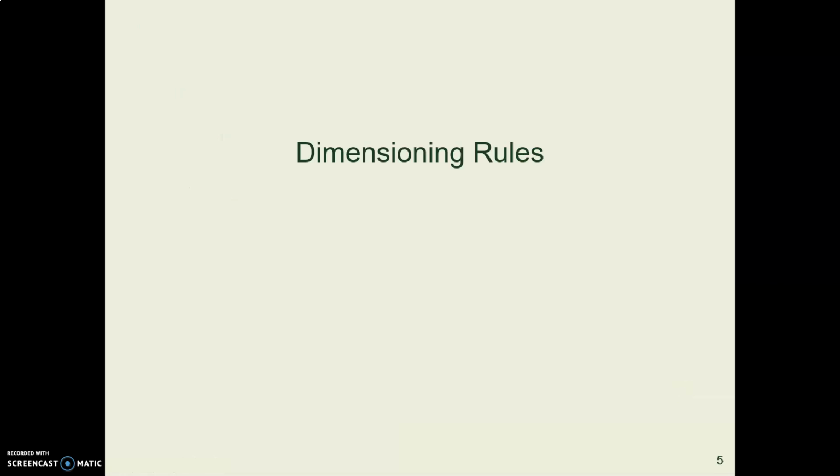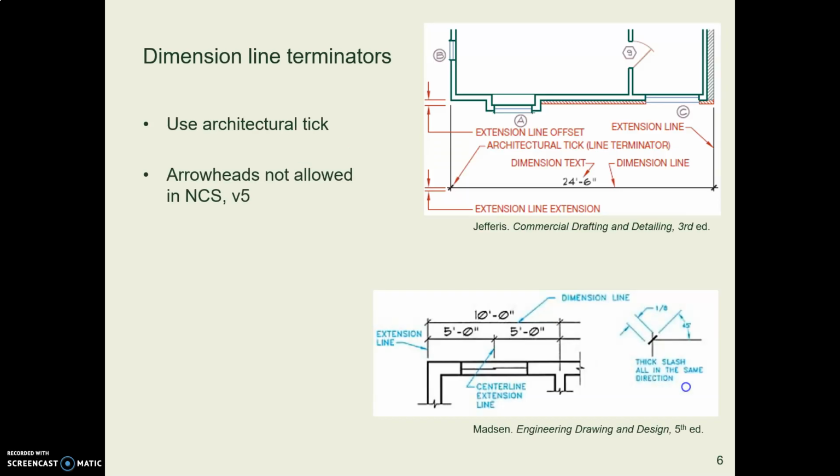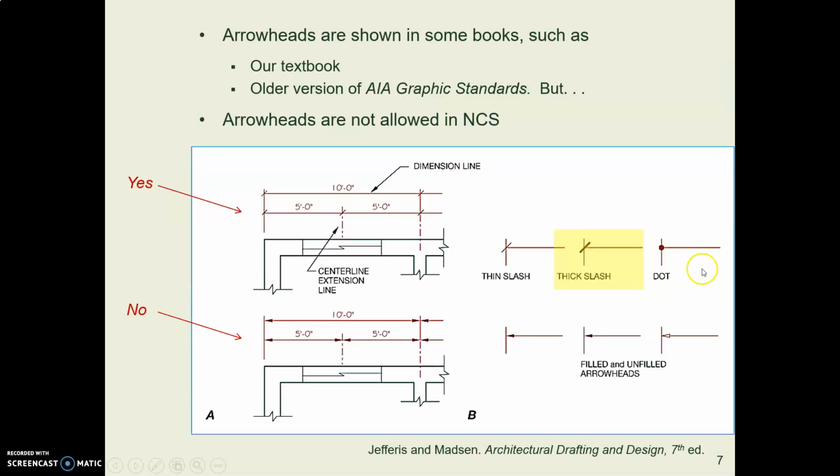Let's look at the rules or the standards for dimensioning from the National CAD Standard. First of all, instead of arrowheads, what we use is a thing called an architectural tick. That's that diagonal line. You will see arrowheads some places, including the older version of the AIA Graphic Standards Manual, which was written before the National CAD Standard came into being. And sadly, you will see arrowheads in our textbook.